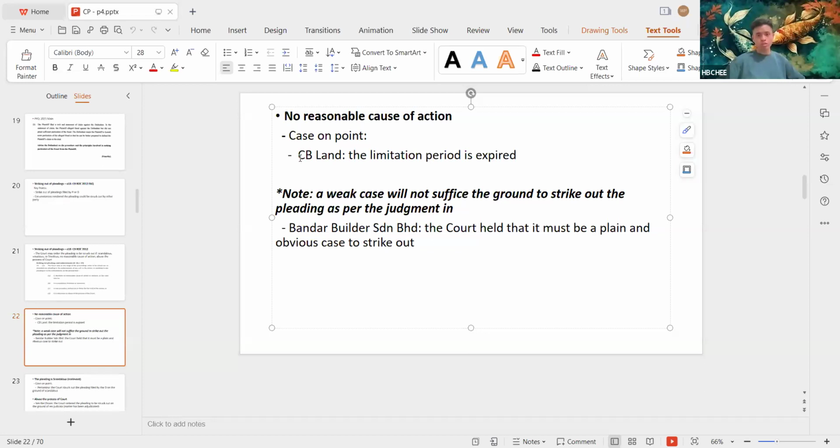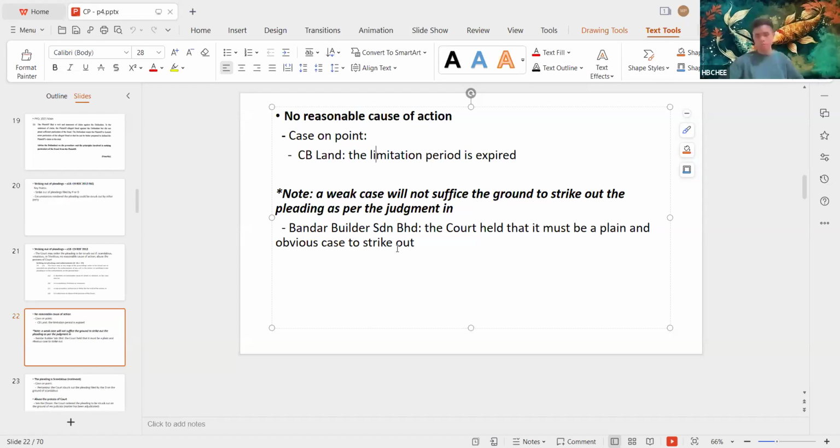So we come back to here. The case on point, in the case of CV Land, the limitation period is expired. So based on this, there is no reasonable cause of action. Also, a weak case will not suffice as ground to strike out the pleadings. This is because in the case of Bandar Builders and Rian Berhad, the court held that it must be a plain and obvious case to strike out, which means that if your case is weak, you still got a case.